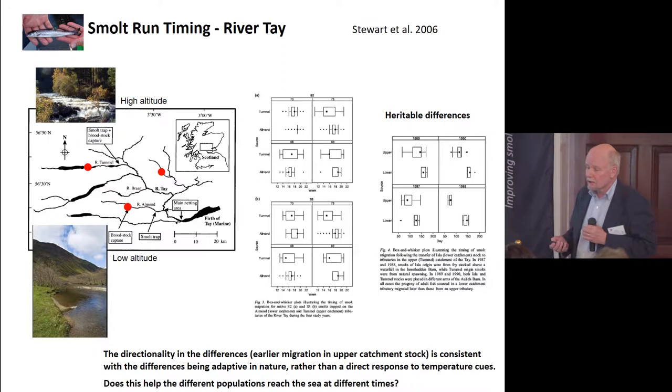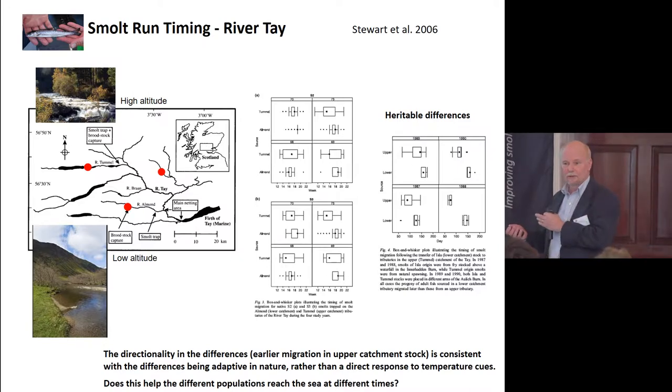This was a study done quite some time ago, over 10 years ago, by Davy Stewart, Alan Youngson, and Stuart Middlemas. And it's the only one which actually looked at population differences with respect to a smolt characteristic, in this case, smolt timing. Basically what we're seeing here is that the smolts from the upper tributaries, where it's colder, which should leave later, are actually, in fact, leaving earlier than the ones from the lower tributary.